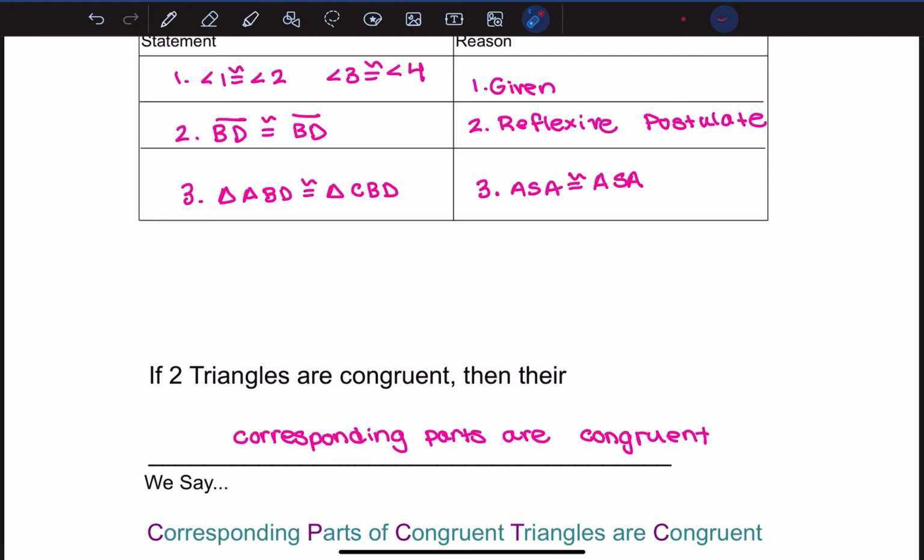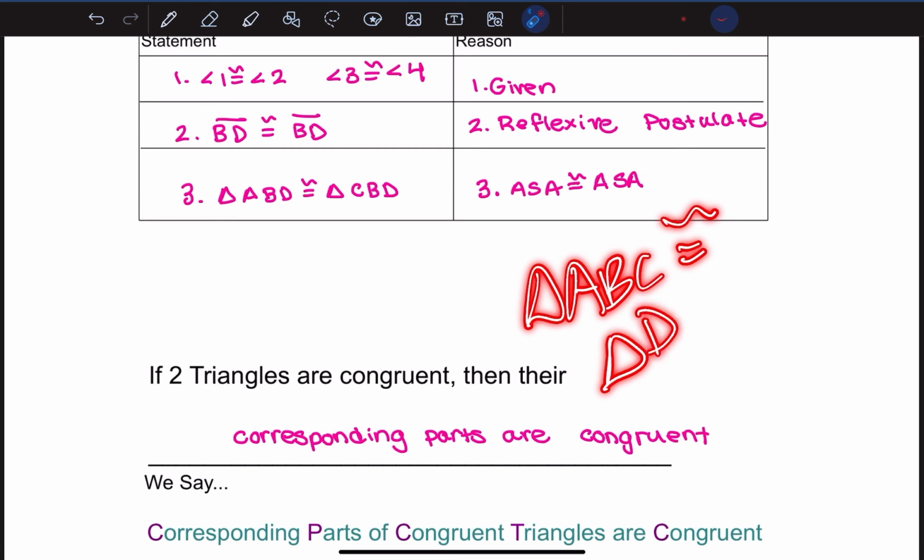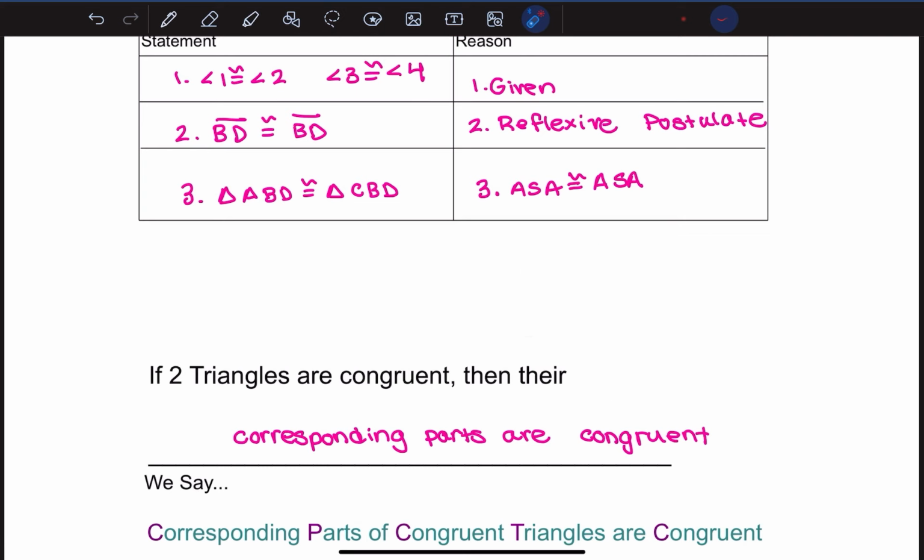Now, another important thing that we need to know is that if two triangles are congruent, then their corresponding parts are congruent. We did this in, I think, either the first or second lesson, where if triangle ABC was congruent to triangle DEF, then because of the order, you would know that angle A and angle D are congruent. This is the same sort of thing, where we're saying that the corresponding parts are congruent.